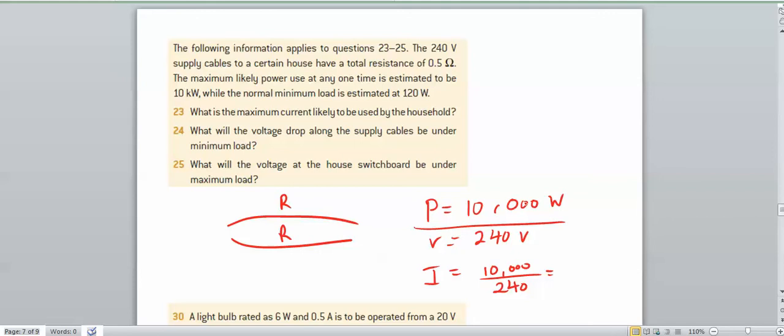I might as well just check the answer. 42 amps, okay, I'm right. Okay, so we've got 42 amps of current at the maximum time. What will the voltage drop across the supply cables be?